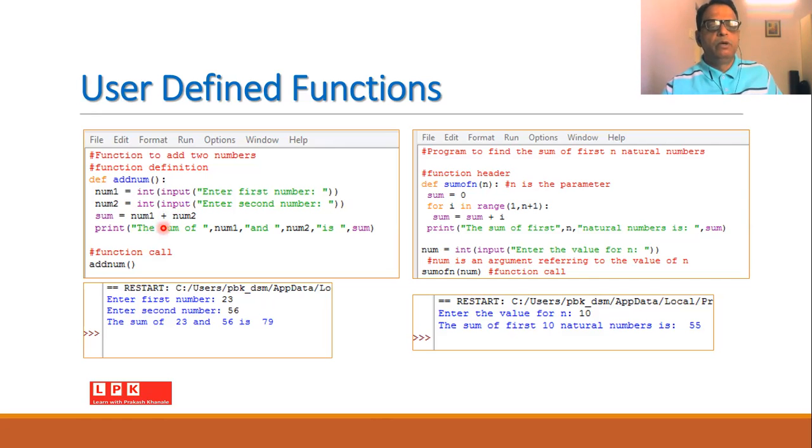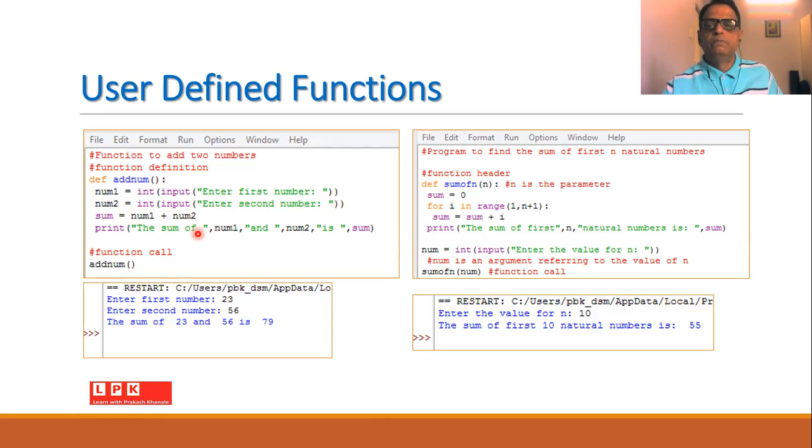Sum is equal to number 1 plus number 2. And then we are printing the sum: the sum of number 1 and number 2 is sum. So one can easily observe all these four statements are part of the function. And if I want to call a function, simply I will write the name of the function, add number.